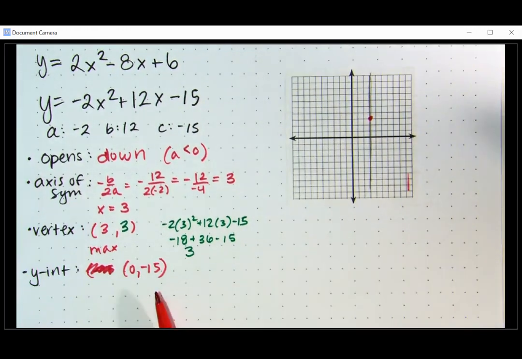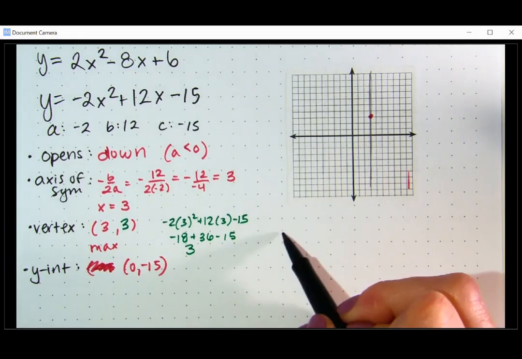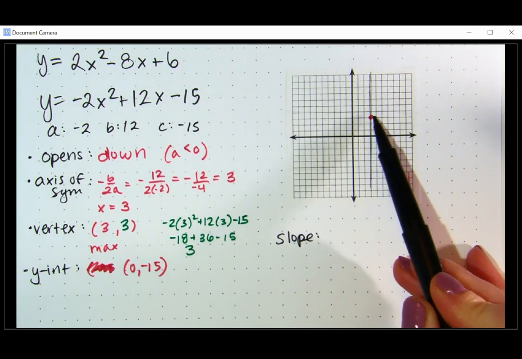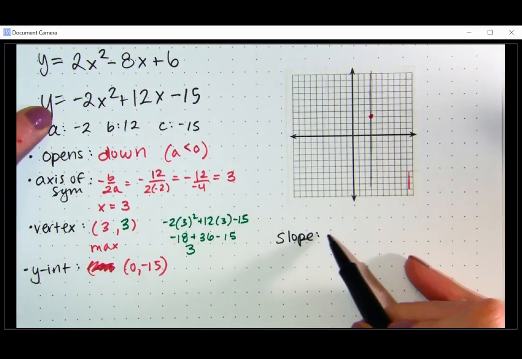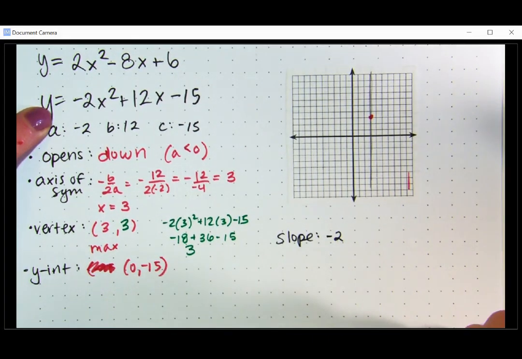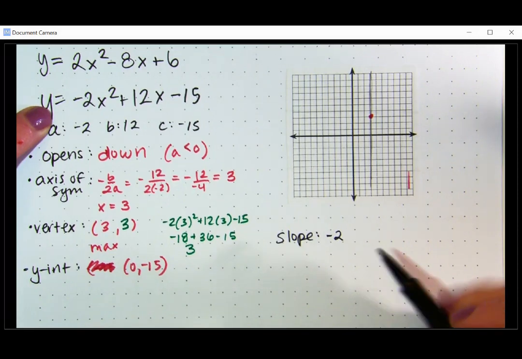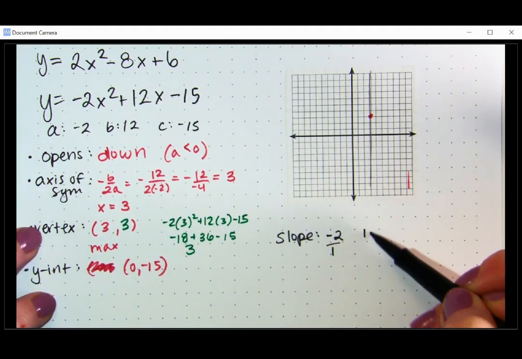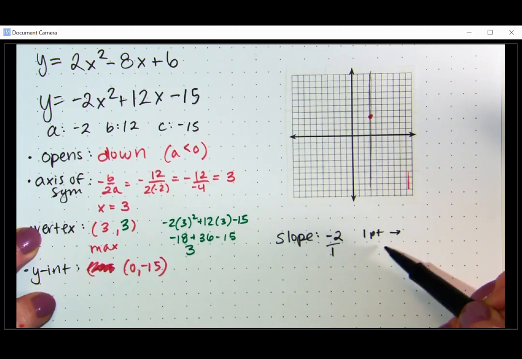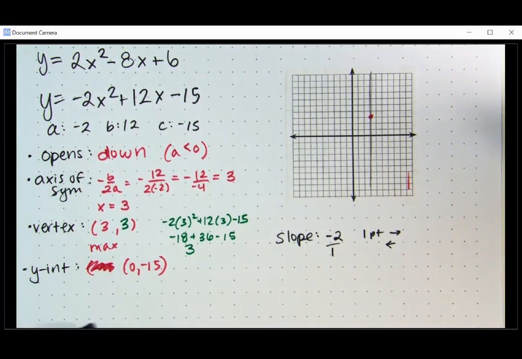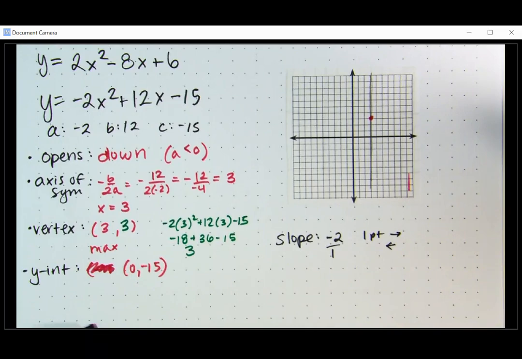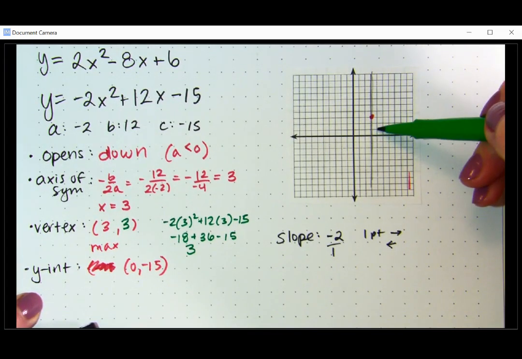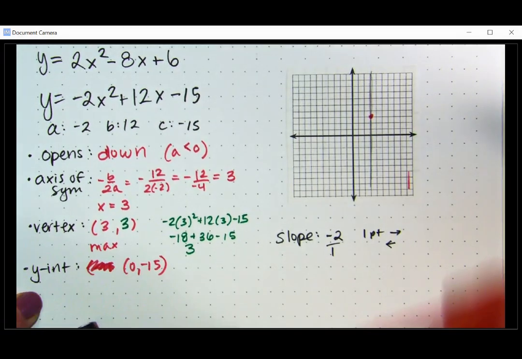Now, something else I didn't add here was the slope, so let's look at the slope. Because remember, the slope's going to help us find our next points, right? So my slope is -2. So we're going to use the slope -2/1 to find one point to the right and to the left. So down 2/1, that gets me my next point.